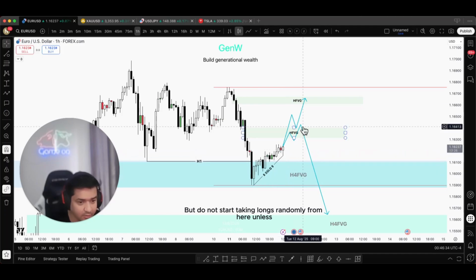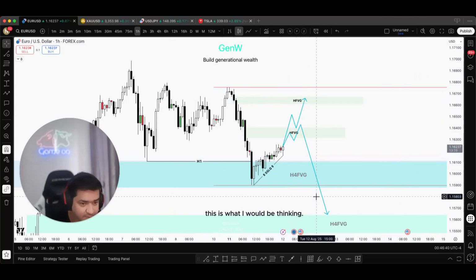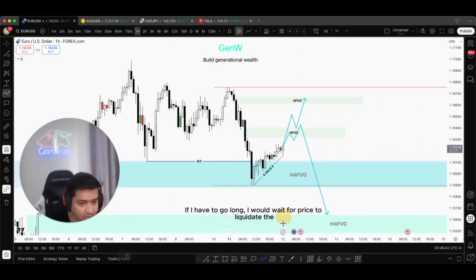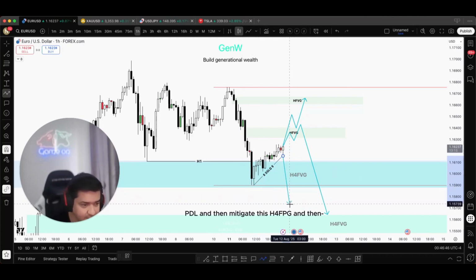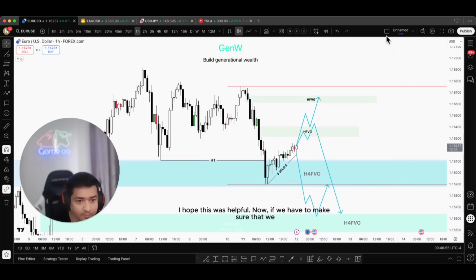But do not start taking longs randomly from here unless you get some sort of a liquidation and a shift. This is what I would be thinking. If I have to go long, I would wait for price to liquidate the PDL and then mitigate this H4 FVG, and then we can place some sort of a long entry. I hope this was helpful.